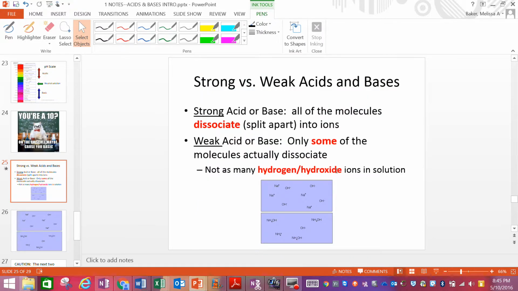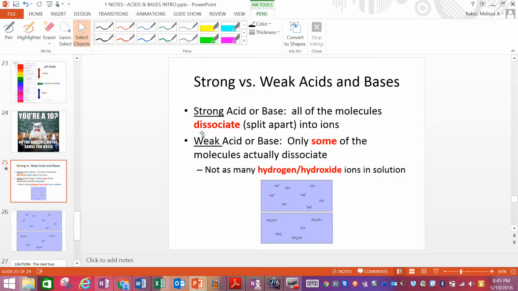Finally, strong versus weak acids and bases. So it kind of goes against what you'd think, but strong acids actually fall apart the most, versus weak acids don't. Only some of the molecules dissociate. And this picture's kind of small, but there's a strong acid, or a strong base.